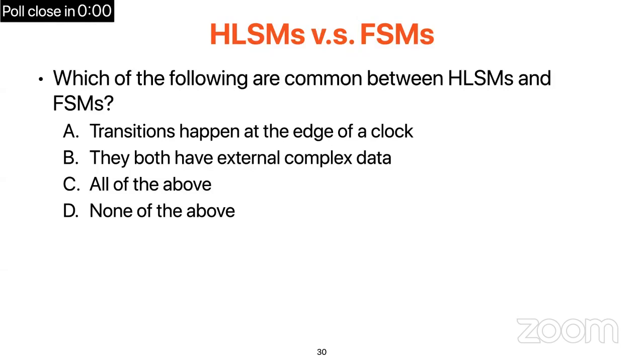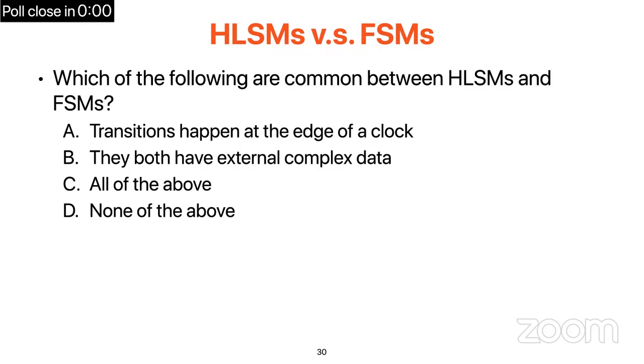Yeah. Originally I chose C, but after you clarified what the external complex data is, I actually believe it's just A. Okay, but why not B? Because FSMs don't store multi-bits. Okay, so this is talking about external complex data, right? So it means that we are accepting those multi-bit inputs and some of the complex input here, right?